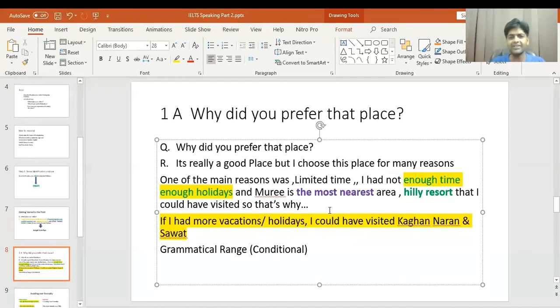Enough holidays, I rephrased it. And Murree is the nearest area. Again, I described that area: a hilly resort that I could have visited. Here I showed a bit of grammatical range, I could have visited. Then the second thing you have to do is introduce your grammatical range. Now see, if I had more vacations or holidays, I could have visited Kaghan, Naran and Swat. I used a conditional sentence, and this shows my grip on grammatical range. So you need to show the grammatical range as well.